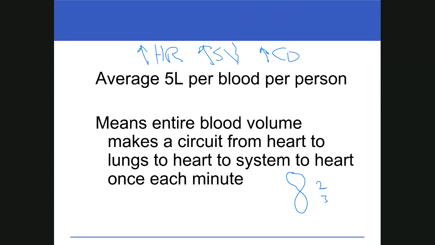A trained athlete, like a marathon runner or someone, can make this circuit about 7 times when they're exercising at max. 7 times. That means their heart is pumping 5 times 7 times. In other words, it's pumping 35 liters of blood per minute, which is pretty amazing if you think about it.